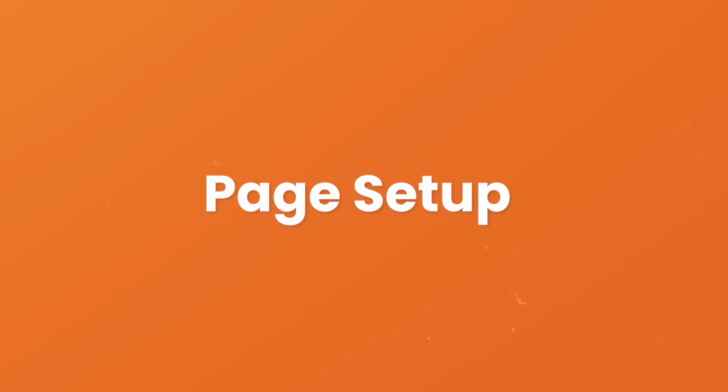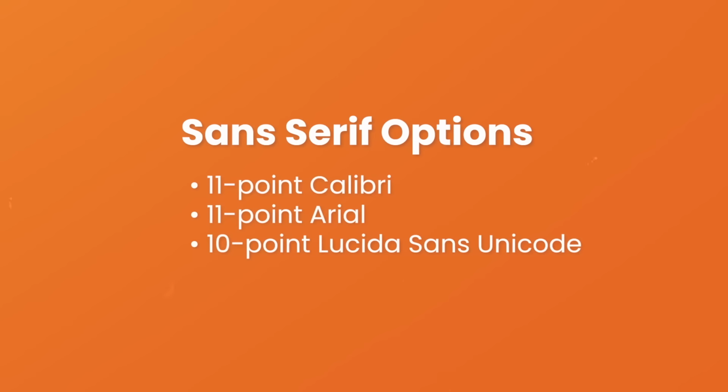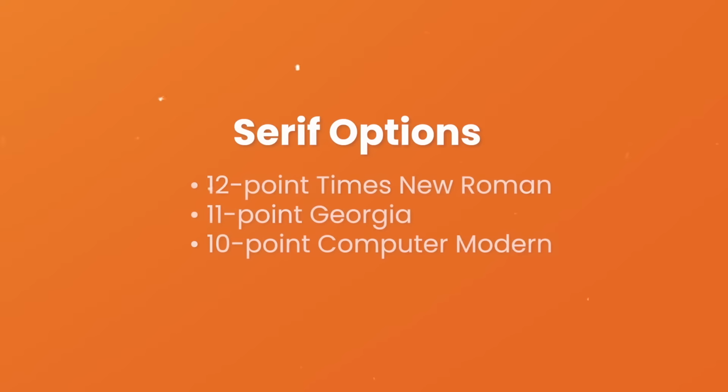Then in terms of font, you have a few options. Here you can use your standard sans serif fonts such as Calibri in 11 point. You can use Arial in 11 point. You can also use Lucida in 10 point. And if you want to go the serif route, then Times New Roman, the classic in 12 point size is fine. Georgia in 11 point is fine.